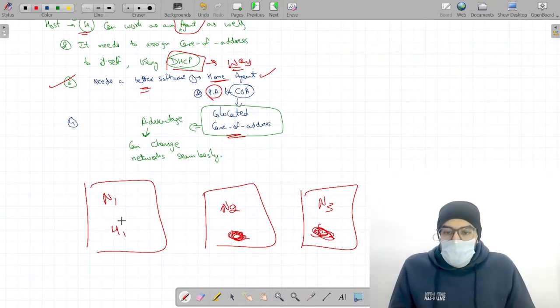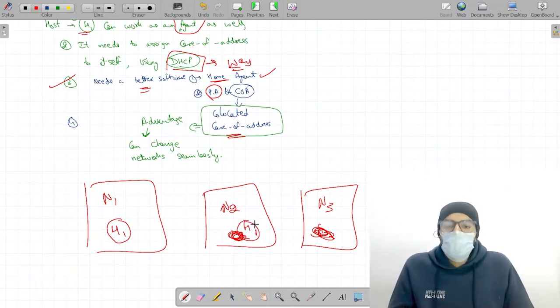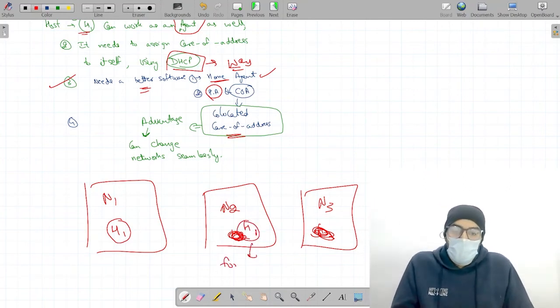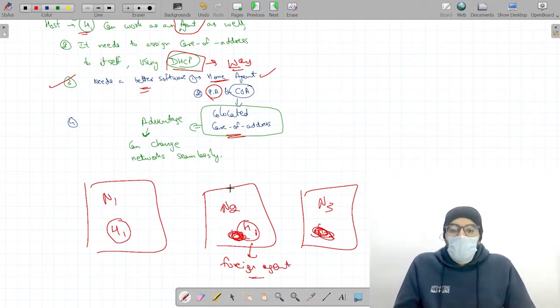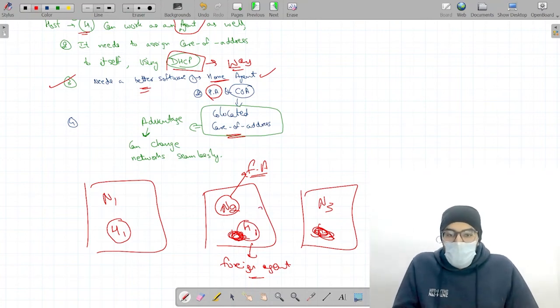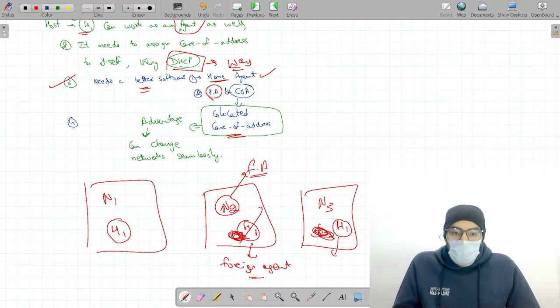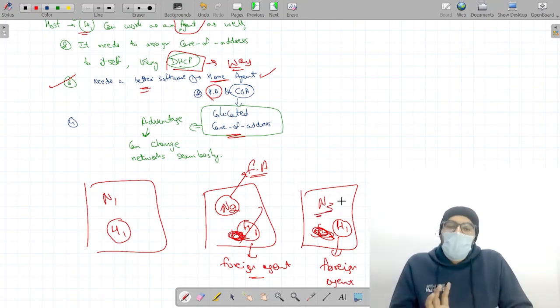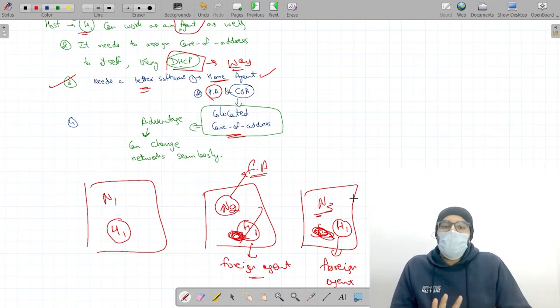Now let's say that this host H1 is going from this network to this network. Since this host is itself acting as a foreign agent, it need not care about the foreign agent of this network. Now let's say it is moving from network N2 to network N3. Here as well, it is going to act as a foreign agent, and it need not worry about or find the foreign agent of network N3.